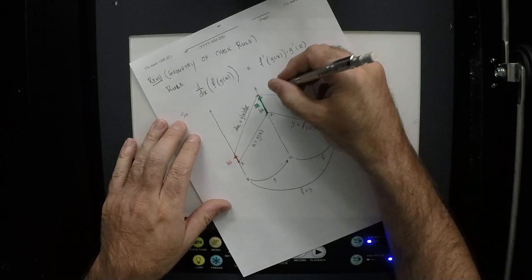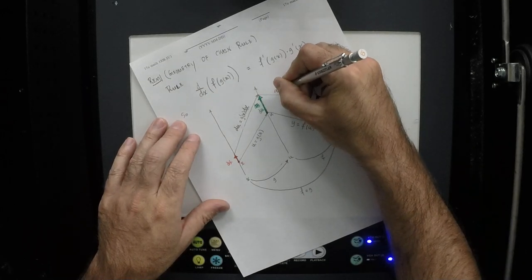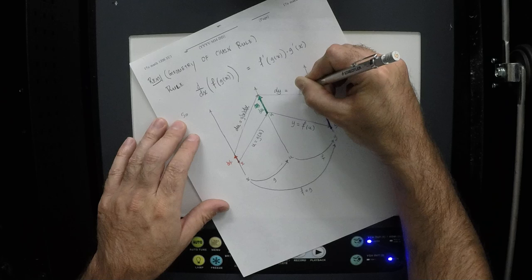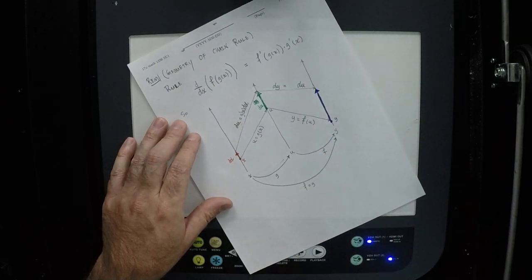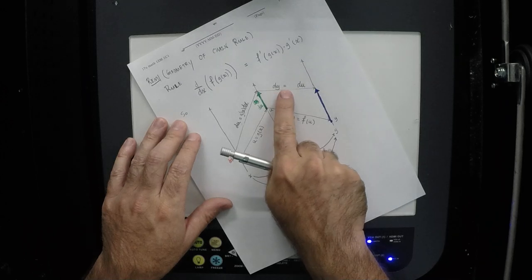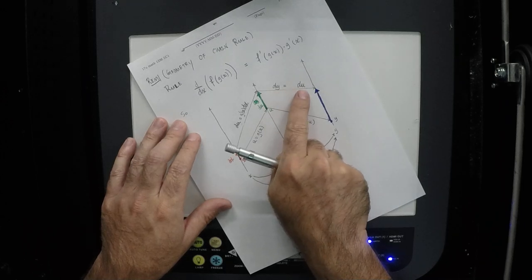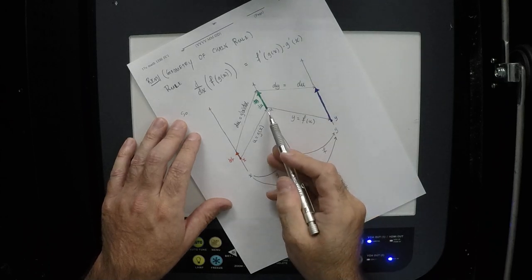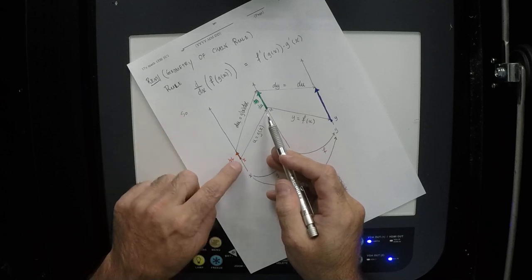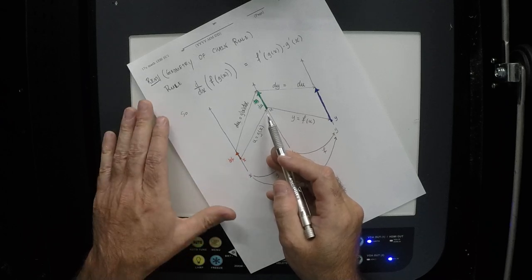Specifically, dy is some multiple of du. Right? The blue thing is some multiple of the green thing. What multiple? F prime where? F prime at u. Right? Not f prime at x. X is way over here. It's f prime at u.